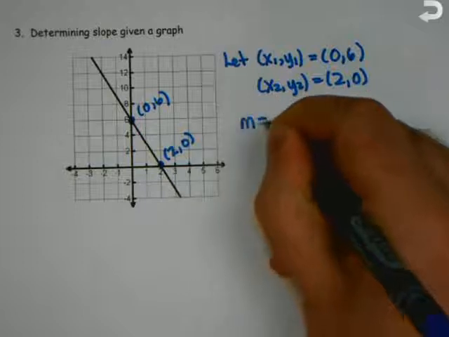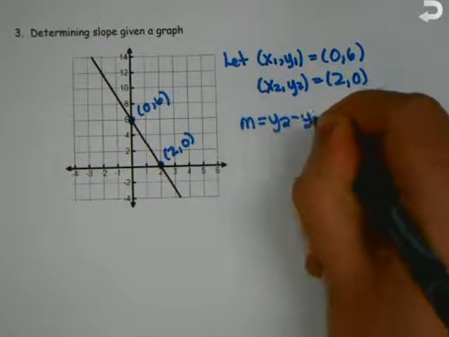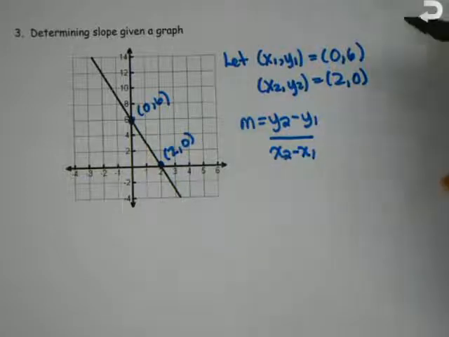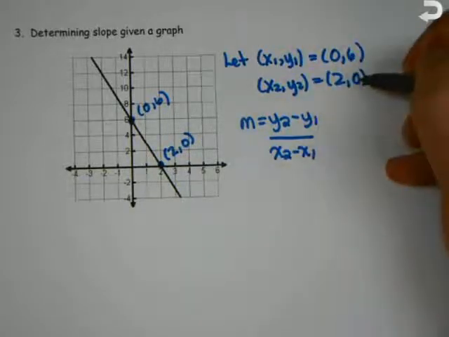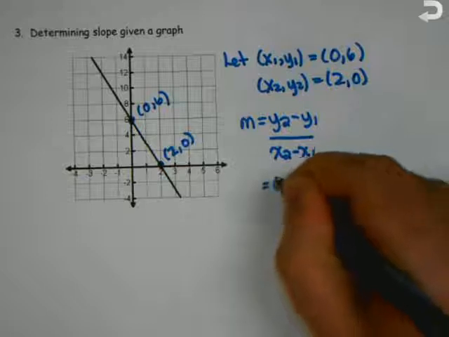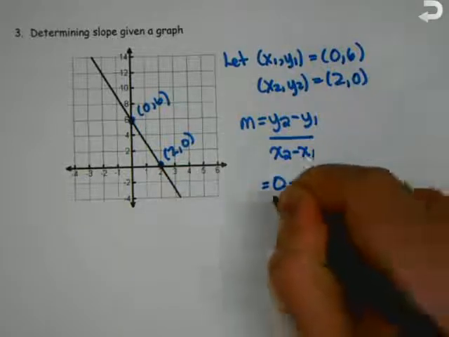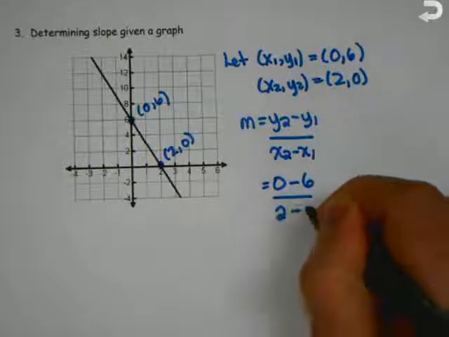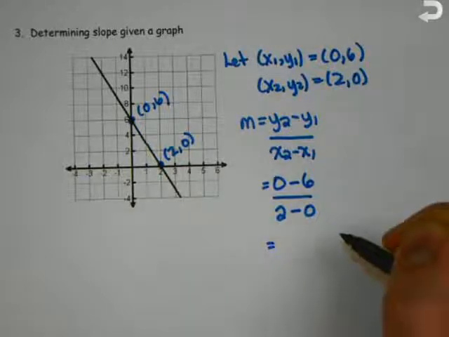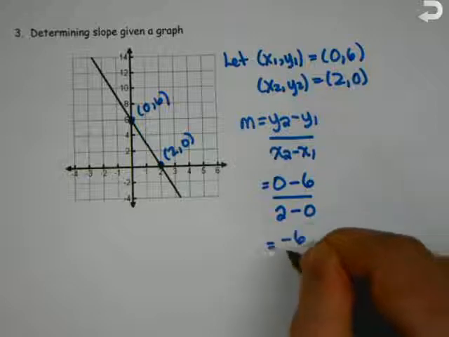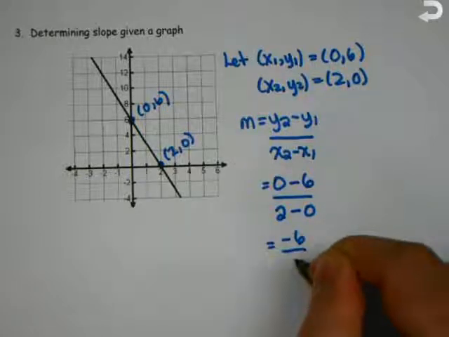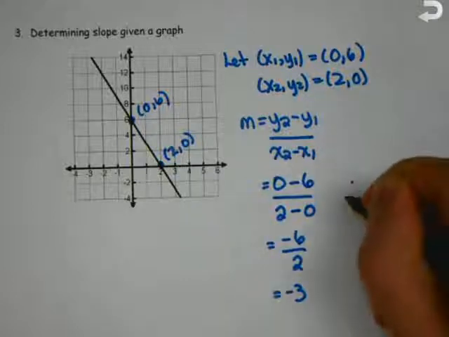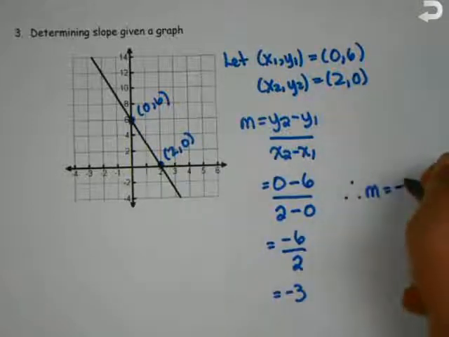Write your formula. And now we have to just input the right variables. So we've got y2 is 0, minus 6, and x2 is 2, minus x1, which is 0. We do some simplifying. 0 minus 6 is negative 6. 2 minus 0 is 2. And negative 6 divided by 2 is negative 3. So the slope of the line in this graph is equal to negative 3.